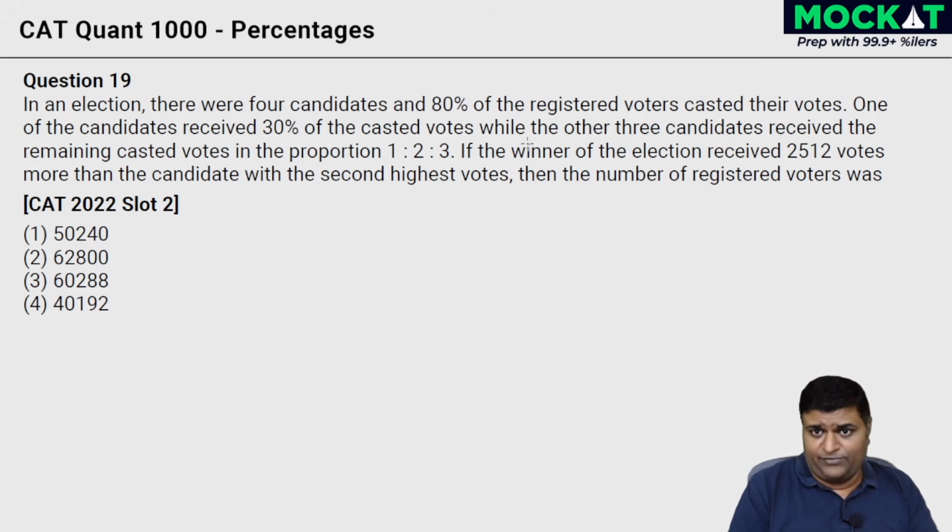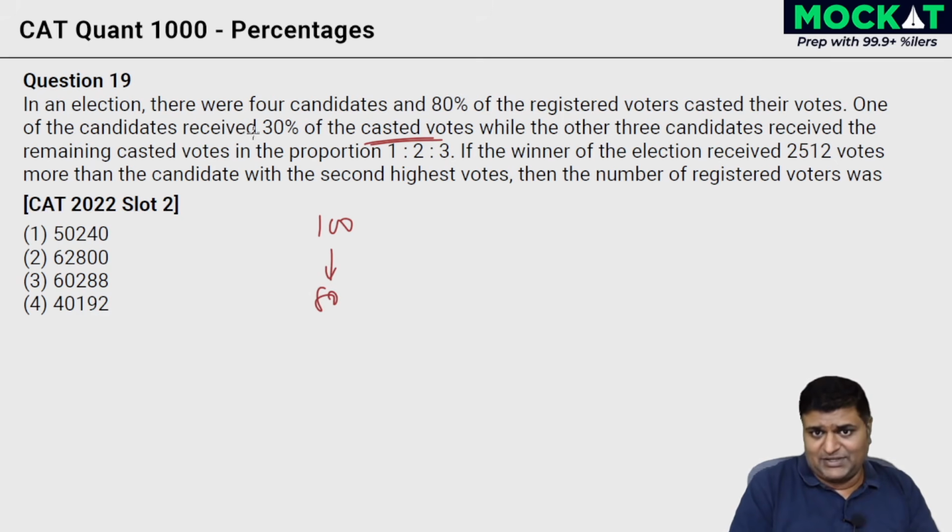So in an election, there were 4 candidates and 80% of the registered voters cast their votes. Okay, they've cast their votes. One of the candidates received 30% of the cast votes, right? Votes which have been cast. So we have a total of 100, of course, of which only 80% of them have turned up for voting. Let's take it as that.